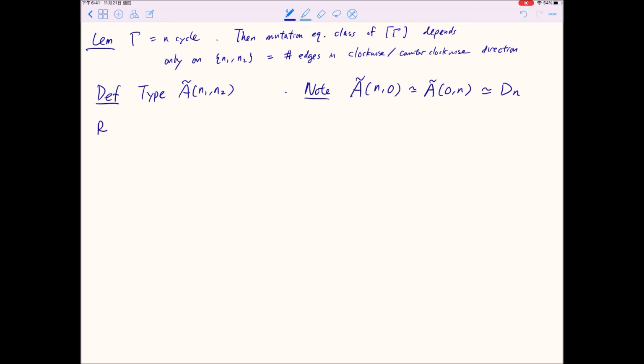Another affine type is the affine Dn. It will be of this form, with n vertices.